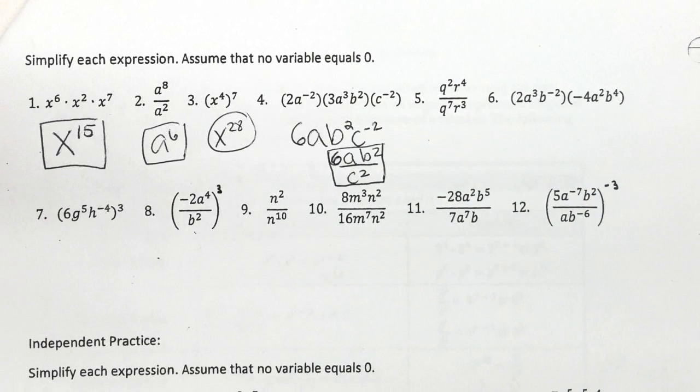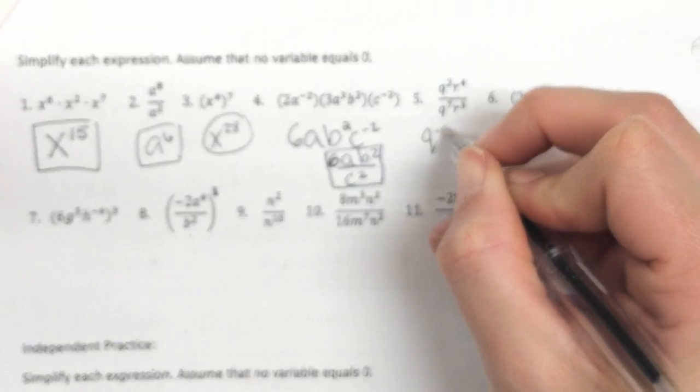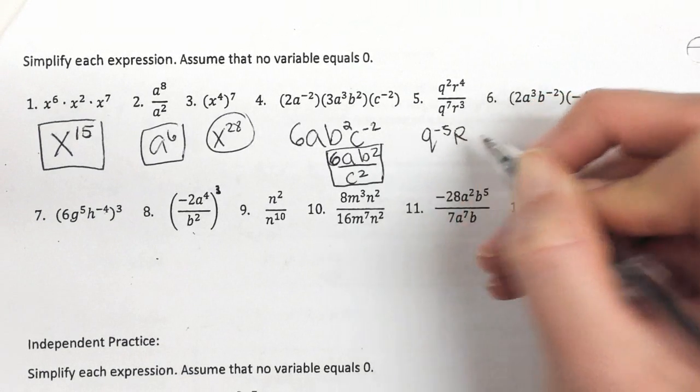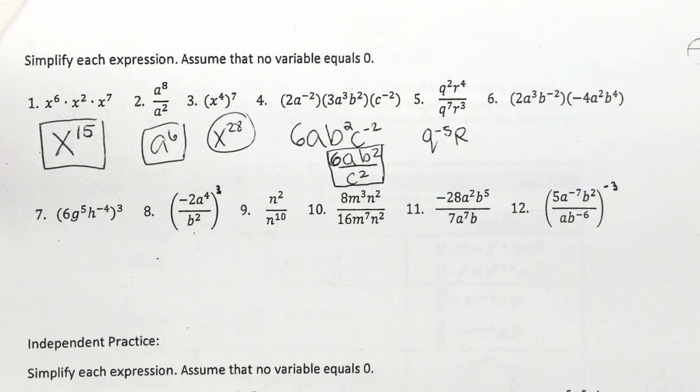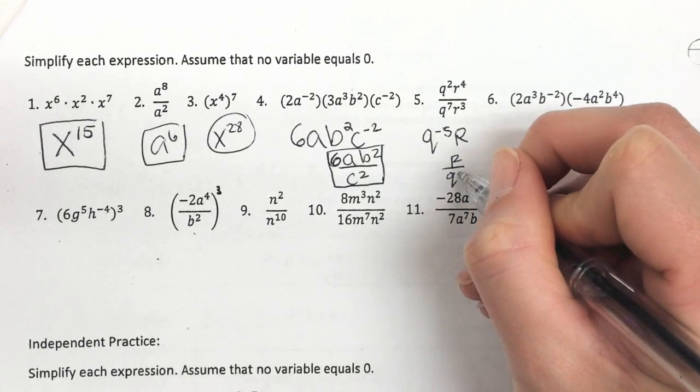Alright. The next one we have to subtract that exponent, so we'll have q to the what power? Negative 5, and we'll have r to the what? Just r, good. And how do we simplify it? Would you put r over q? Good. R over q to the 5th. Very good.